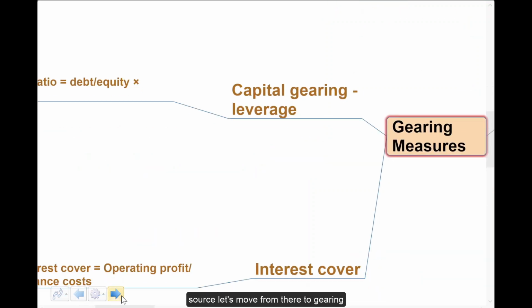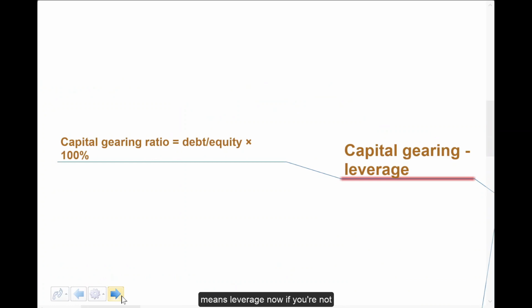Let's move from there to gearing. Now, gearing for our purposes effectively means leverage. If you're not familiar with that term, we're really talking about the relationship between debt and equity. What do we mean by debt? We mean borrowings, bank borrowings, borrowings from venture capitalists, borrowings from anyone. What do we mean by equity? We mean the shareholders' interest in the business.